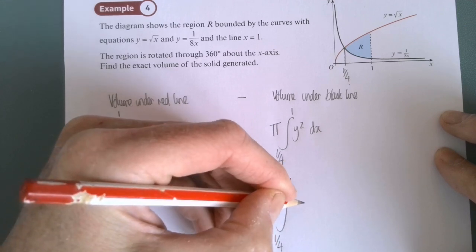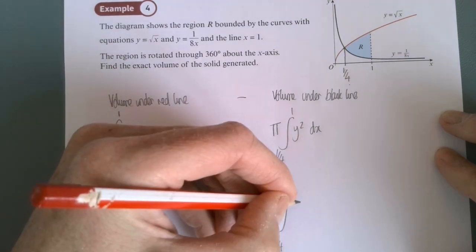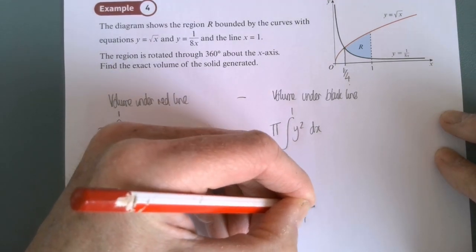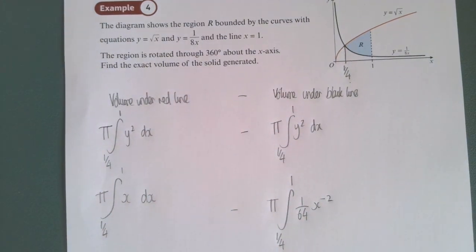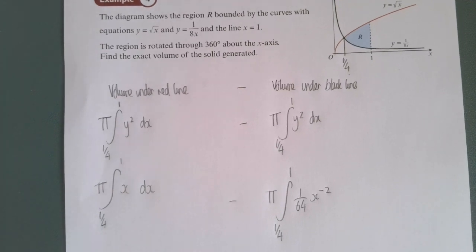And of course 1 over 64x squared I'm going to write as 1 over 64 x to the minus 2. And again, it's just like that first one in the little warm-up we did. It's important to remember that it's not 64x to the minus 2, it's 1 over 64 x to the minus 2.